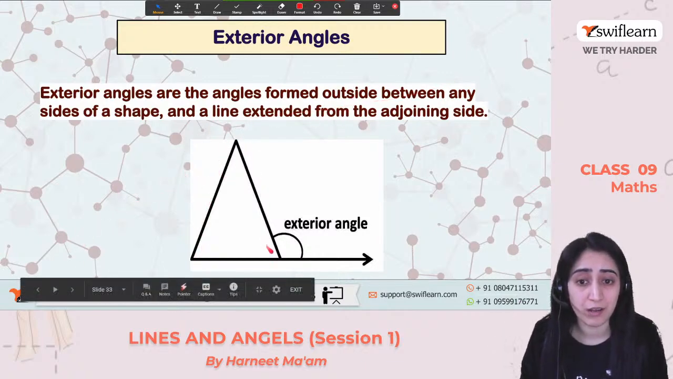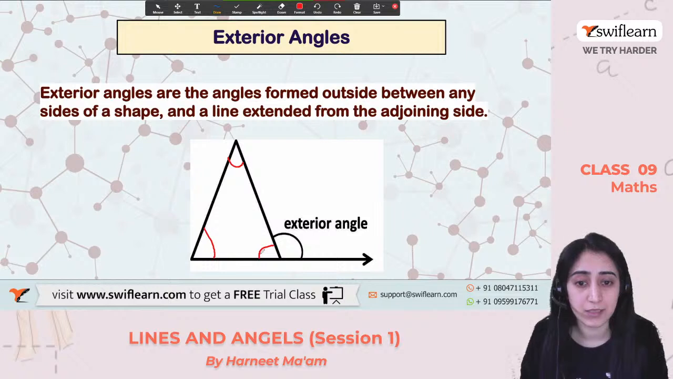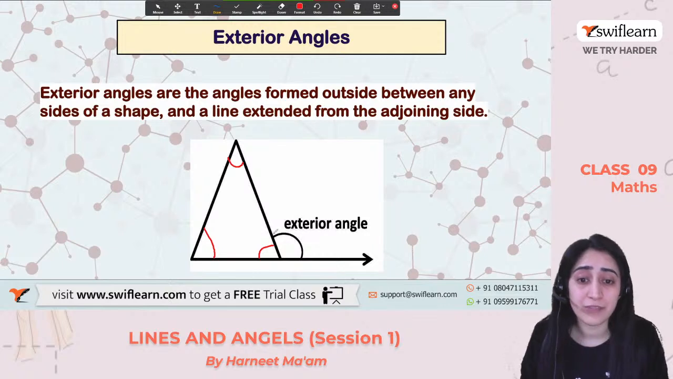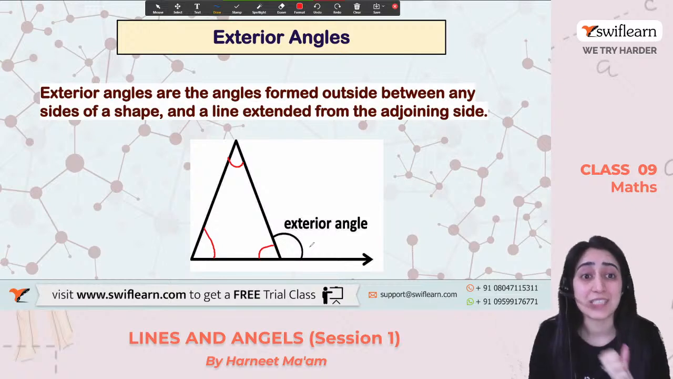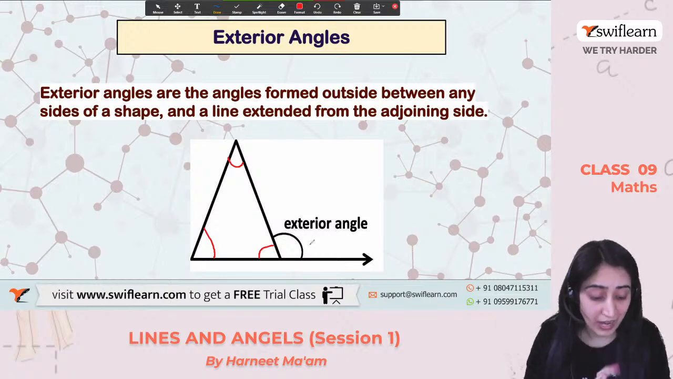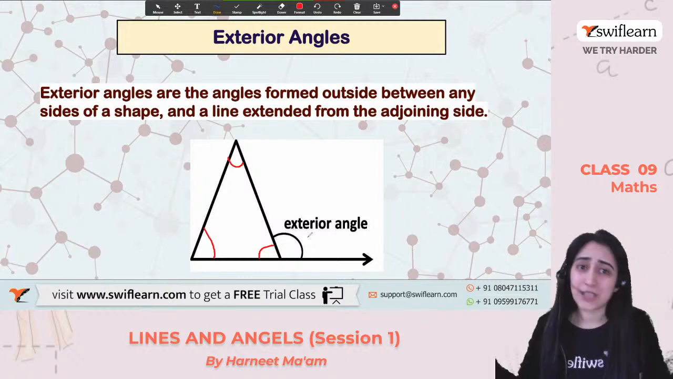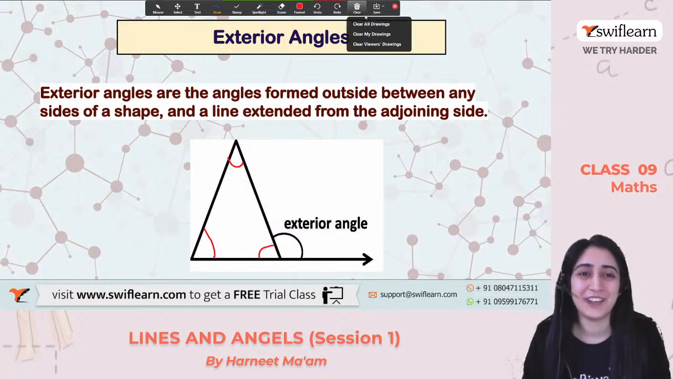So see in this triangle, if I extend this one, what is happening? These are the interior angles. Let's first mark the interior angles. This is the interior angle. This is the interior angle. This is the interior angle, right? This is inside this particular shape. But what happens if I make it outside? Something which is outside the shape when the line is extended, we call an exterior angle. Clear with this one? Interior, inside. Exterior, outside. Outside the shape we are talking about, it's an exterior angle. Inside the shape, it's an interior angle. Clear with this one? Okay.